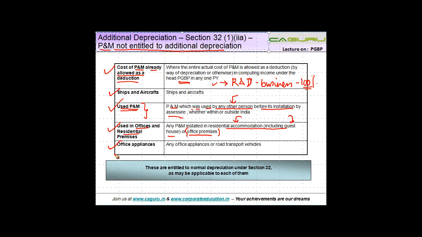And the last one is office appliances. Any office appliances or road transport vehicles. Say you might have some cars which are being used for the purpose of your business. These are not entitled to additional depreciation, but these are entitled to the normal depreciation under section 32 as may be applicable to each one of them. Which means that as may be applicable means at the rates which are prescribed for each one of them.